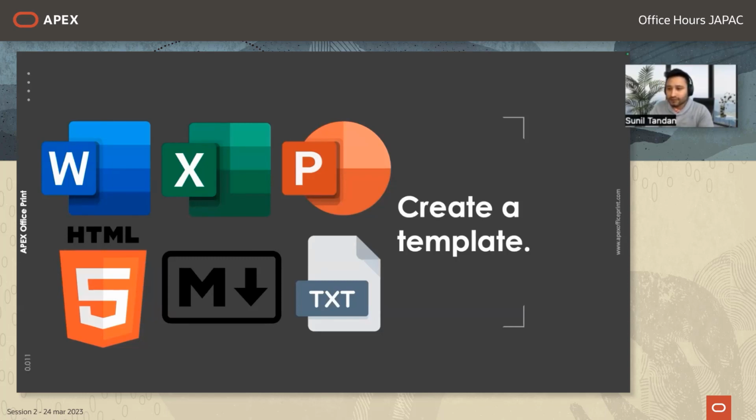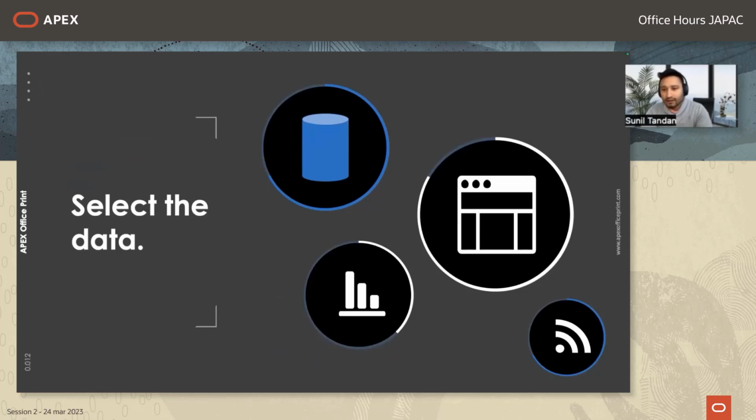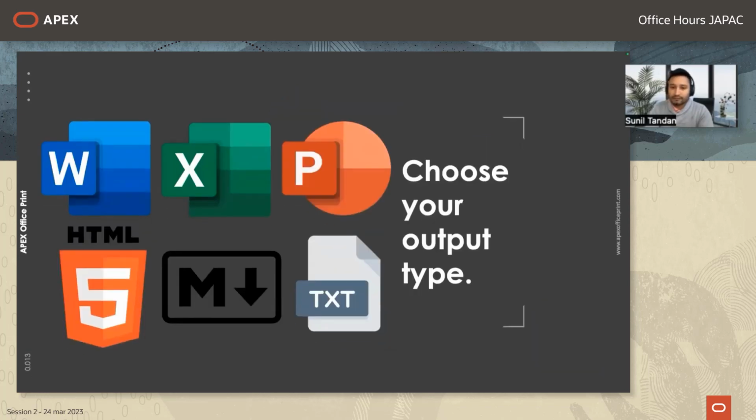So the first step is to create the template. The second step is to select the data. This can be from your database, from your Apex pages, or, for example, Apex regions. We will go through that a bit later. And finally, choose your output type.